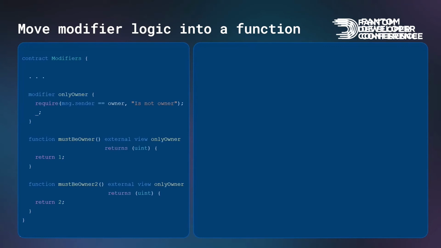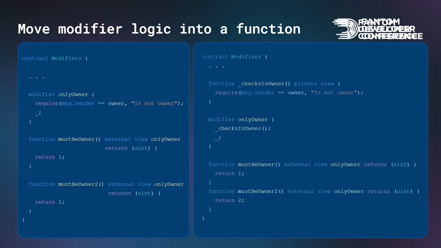So we're using the same contract as before, but we've added an extra function, mustBeOwner2, which is also using the onlyOwner modifier. So if we use the same procedure as before, where we take the contents of the modifier, move it into a function, checksIsOwner, and then call that, we find that the deployed bytecode for not using a function is 278 bytes, and using one is 245 bytes. So we've saved 33 bytes by following this advice. And this was only because we're using two functions with the modifier. With only one, it wasn't worth it because of the function overhead that we saw previously.